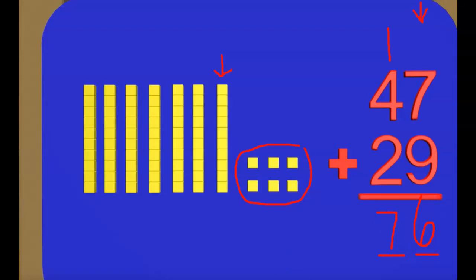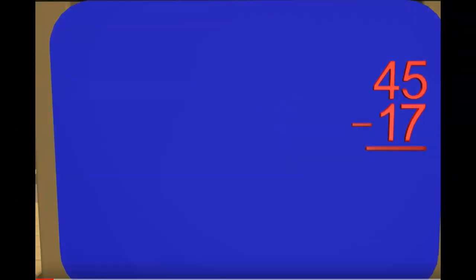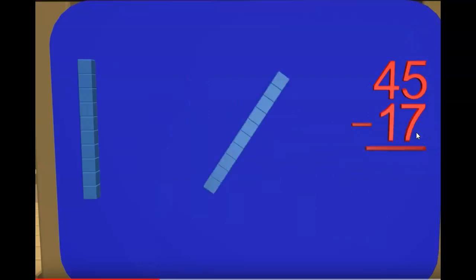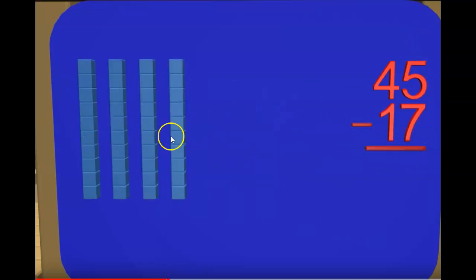How does it work with subtraction? Let's look. I have 45 minus 17. I already know this is going to need regrouping. Because if I have 5 ones, how can I take 7 away? That's not going to work. We're going to have to regroup. Remember, we always start with our ones place. So let's put 45 out. 1, 2, 3, 4 10s, and 1, 2, 3, 4, 5 ones.